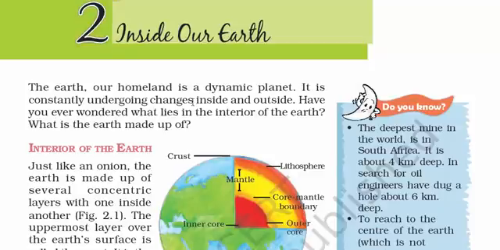There is always a constant change going on underneath our feet, that is, inside the Earth. We may not notice it from outside, but there is constant change going on. So this chapter is all about the interior of the Earth. What is the Earth made up of? What does it contain? Like what kind of rocks and minerals does it have?